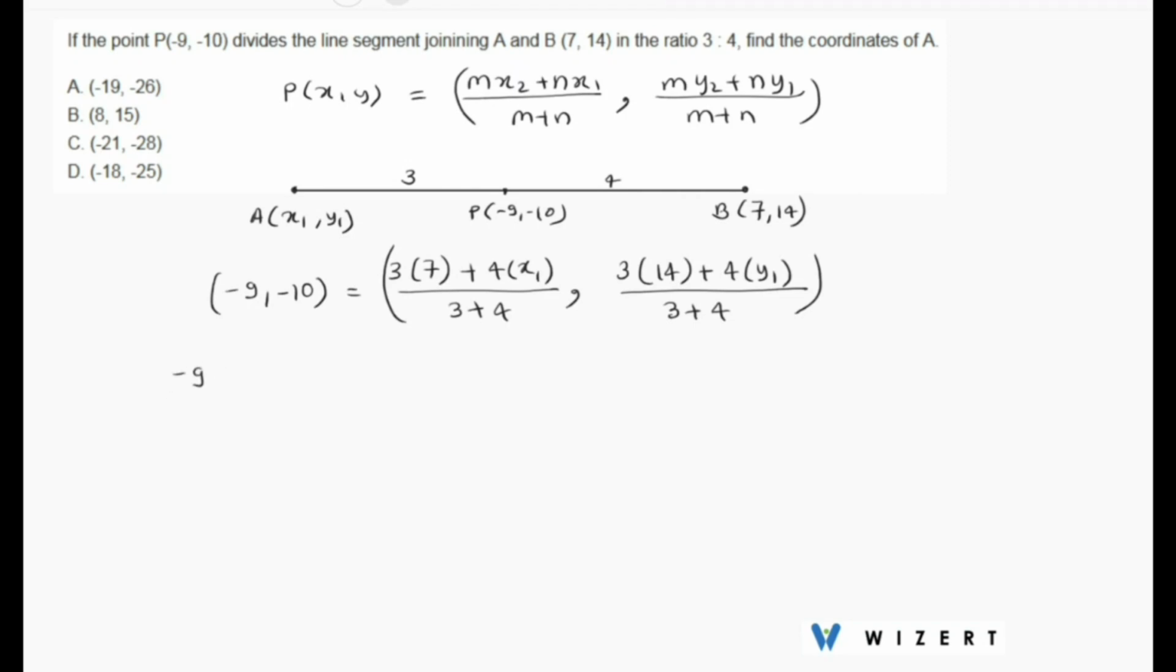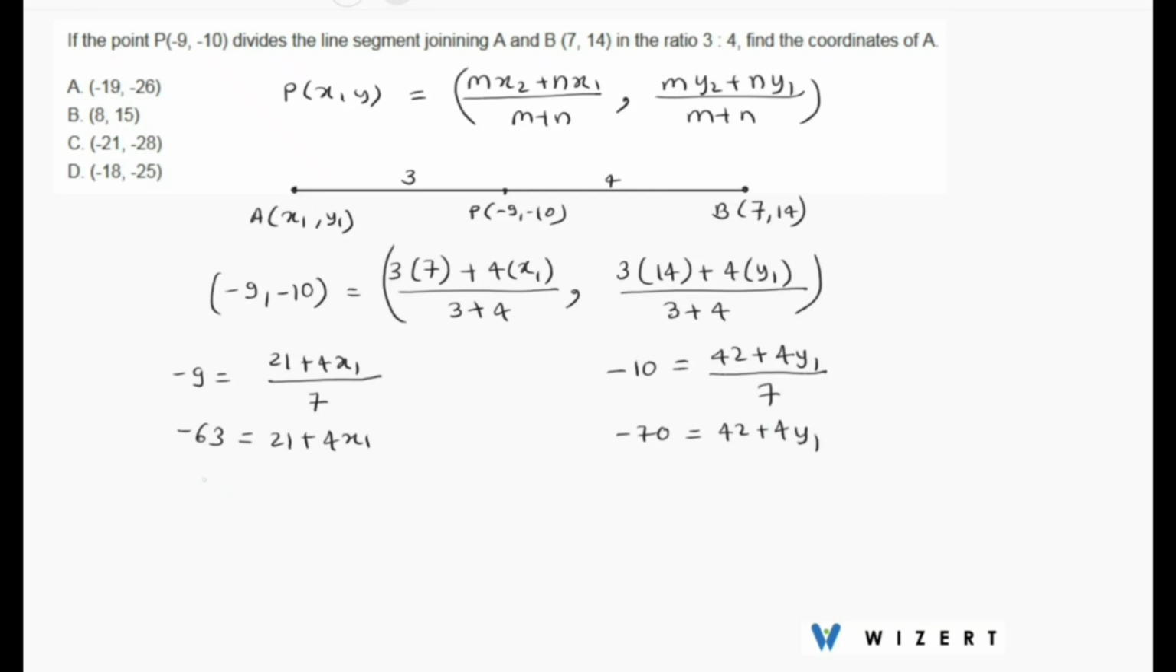So -9 is equal to (7 3s are 21 plus 4x1) upon 7, since 3 plus 4 is 7. And on the other side, y is -10 equal to (14 3s are 42 plus 4y1) divided by 7. So let's cross multiply. We get -63 equal to 21 plus 4x1 and -70 equal to 42 plus 4y1.